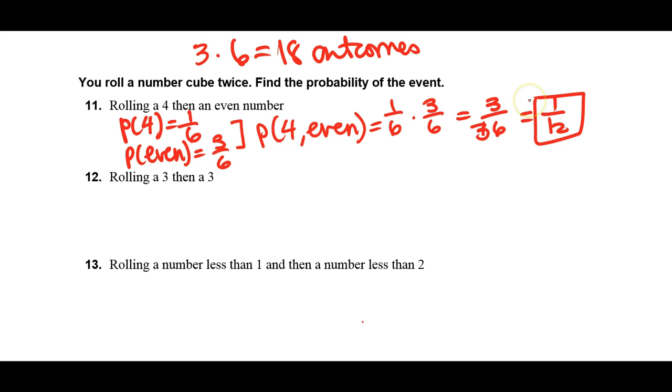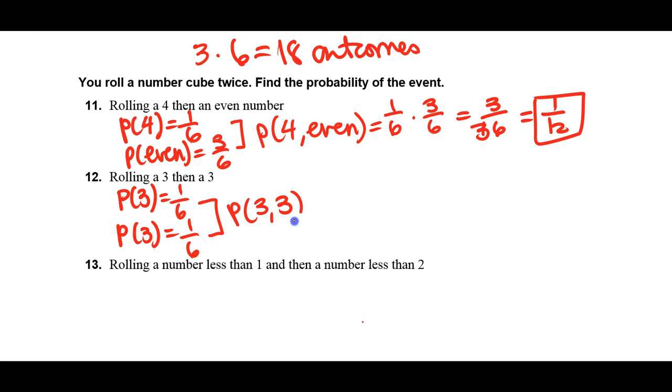Rolling a 3 and then a 3. So the probability of getting a 3 the first time is 1 out of 6. The probability of getting a 3 the second time is 1 out of 6. Multiple things are happening, you multiply their probabilities, and you get 1/6 times 1/6, which is 1 over 36.